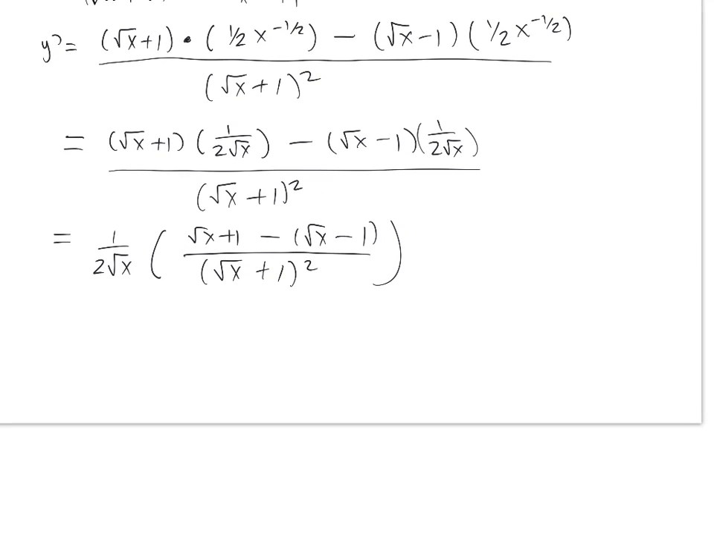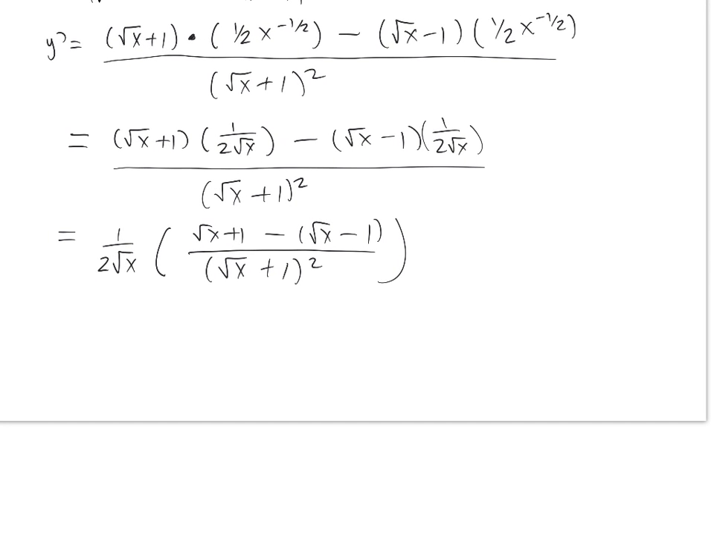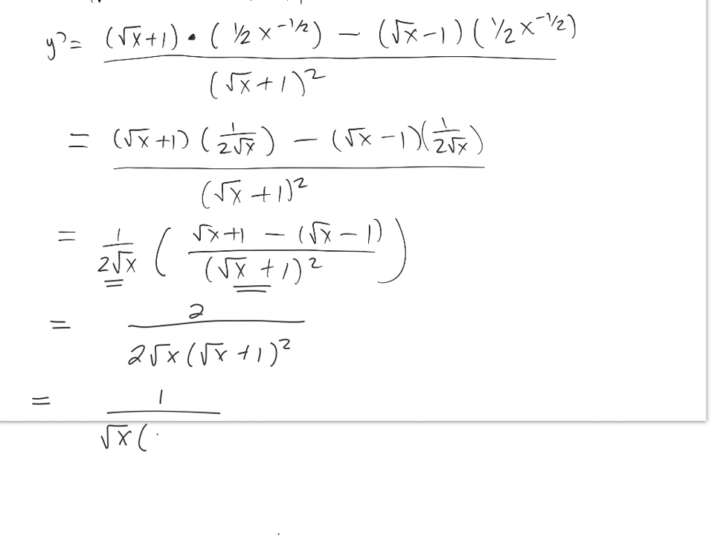What happens to the numerator when that negative distributes? What do you get in it? I think you get a 2, and the root x's cancel, right? So you get 2 over, and this denominator multiplies by that denominator, giving you 2 root x times root x plus 1 squared. So that's 1 over root x times root x plus 1 squared. And it's the derivative.